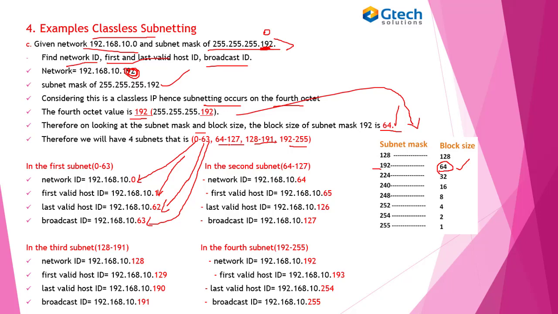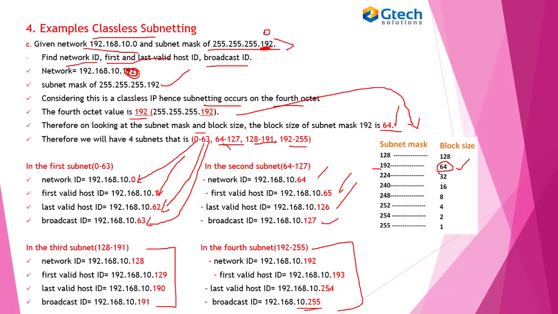The same case here. Network ID will take the first value, the first valid will take the second value, and the last valid host ID will take the second last value, which is 126. Then the broadcast ID will take the last value. So we do the same to these cases until we reach the broadcast of 255. Okay, understood? Kindly go for further research. Subnetting is very wide. This is a very simple case that I have presented here.